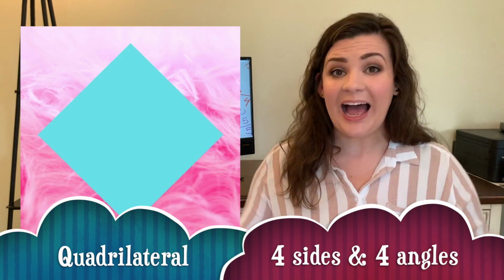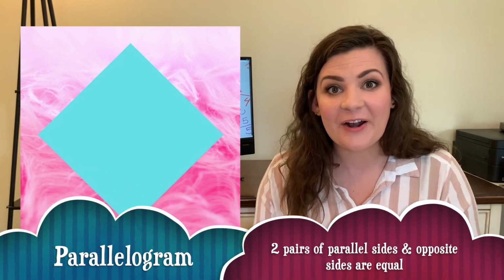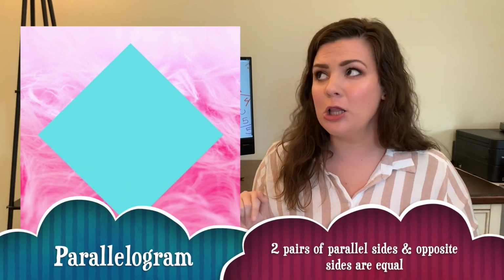It's your turn. Take a close look at this polygon. We know it has 4 sides and 4 angles, making it a quadrilateral. How many pairs of parallel sides does it have? 2. And how many of those sides are equal? 2. That makes this a parallelogram. But wait, look at those sides. What do you notice about those sides? They're all perfectly equal in length, all 4 of them. That's what makes this a rhombus.